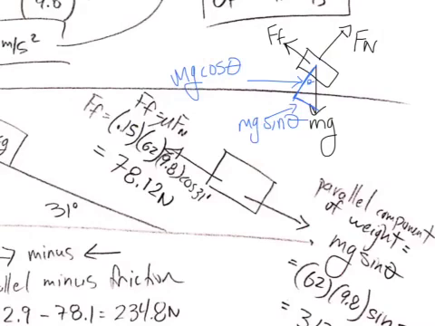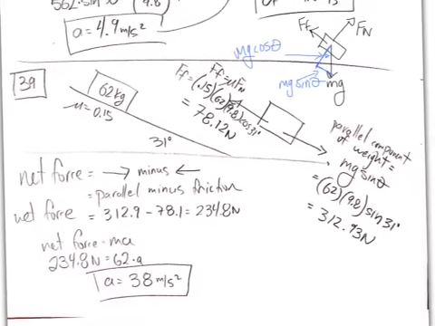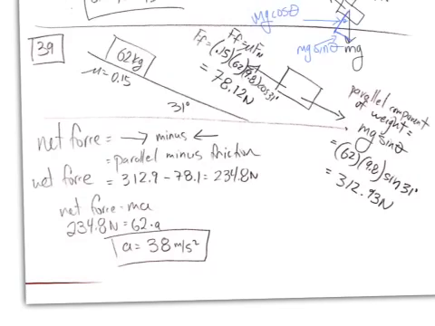Alright, these forces cancel. This is the force that pulls it down a hill. This is the force that slows it down. So the net force is the force down the hill minus the force up the hill, meaning the parallel component of weight minus friction, and plugging in gives us this. Net force is F in F equals ma.